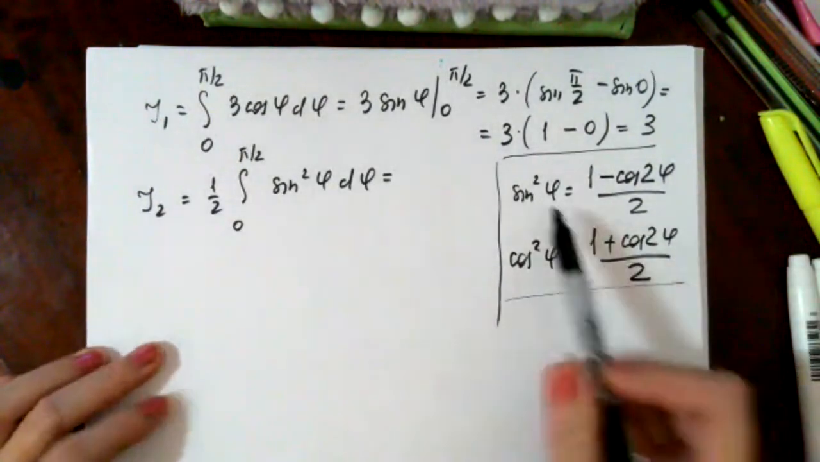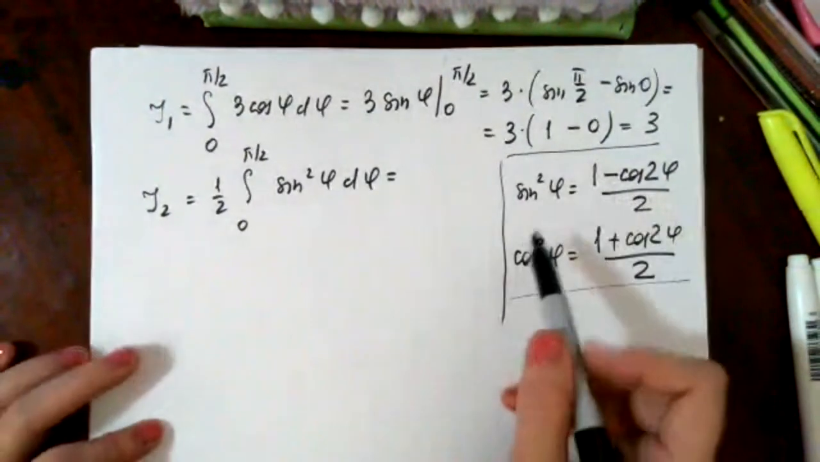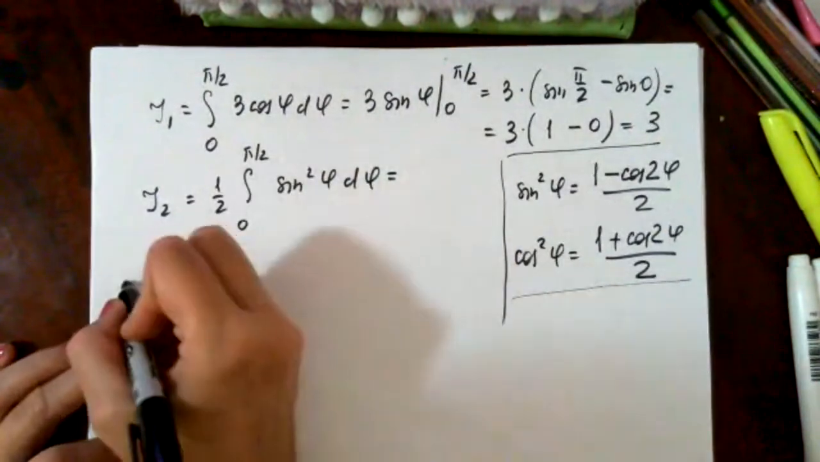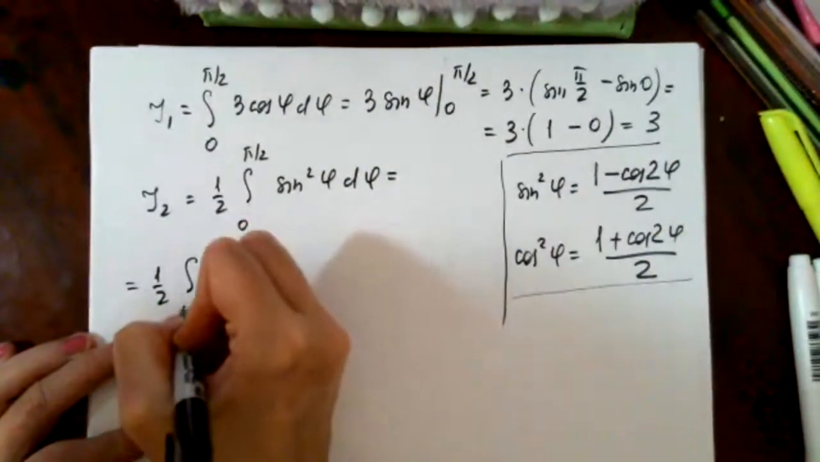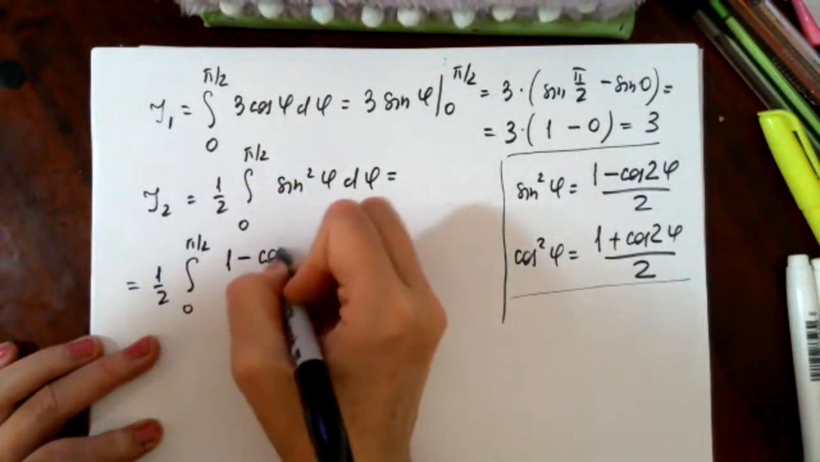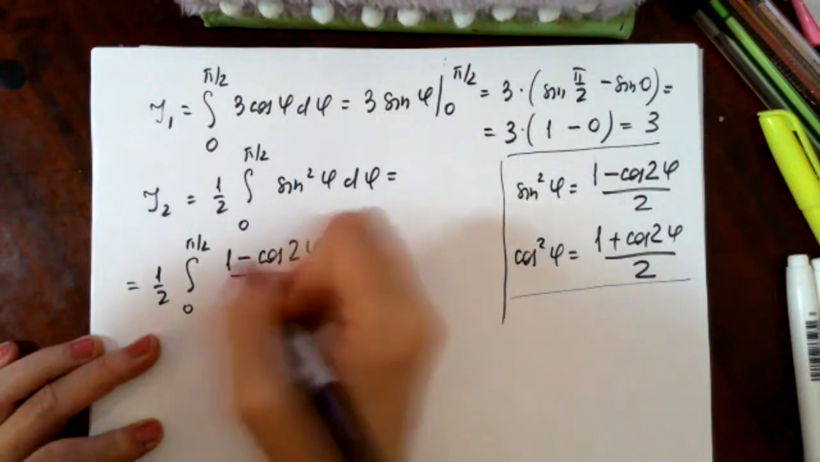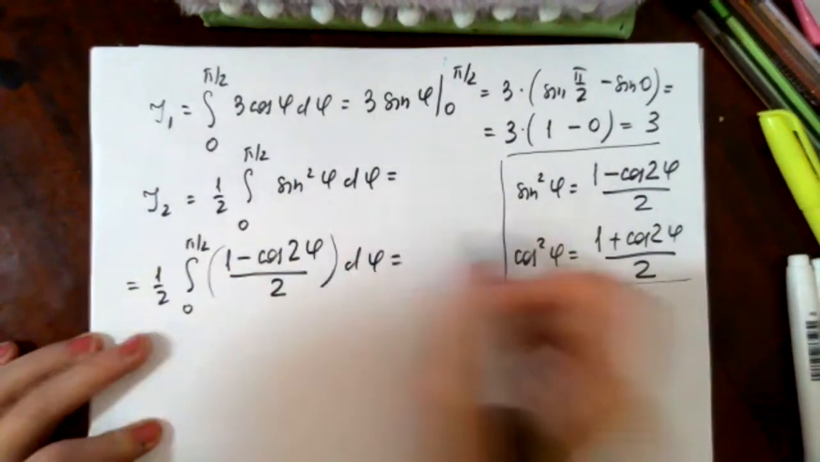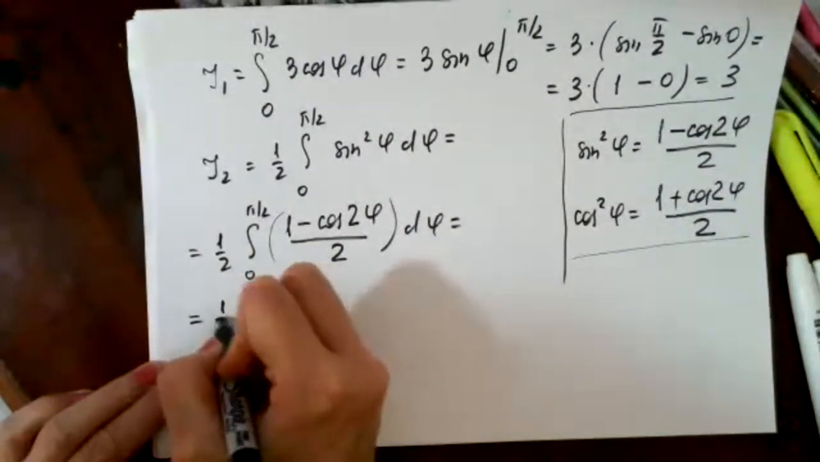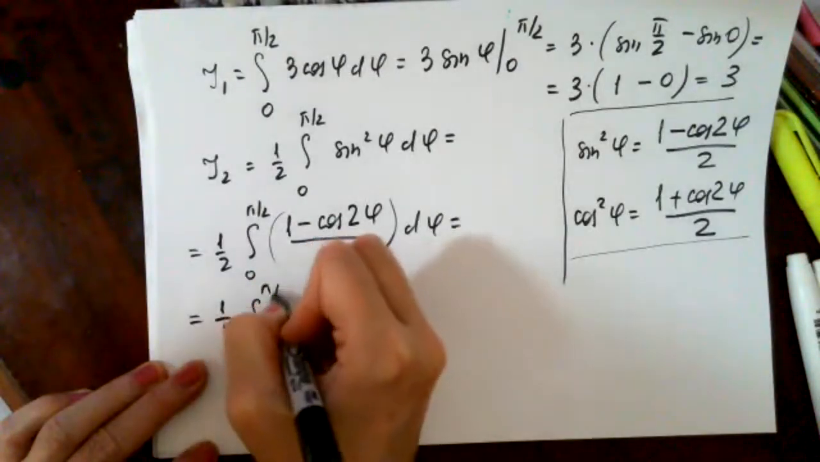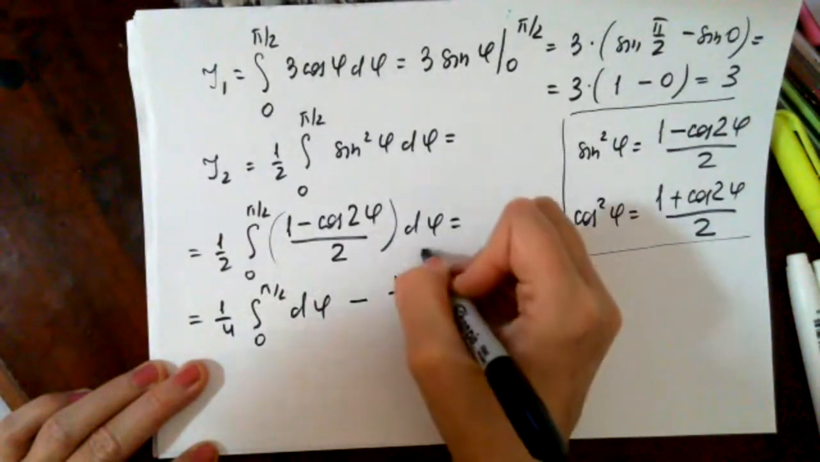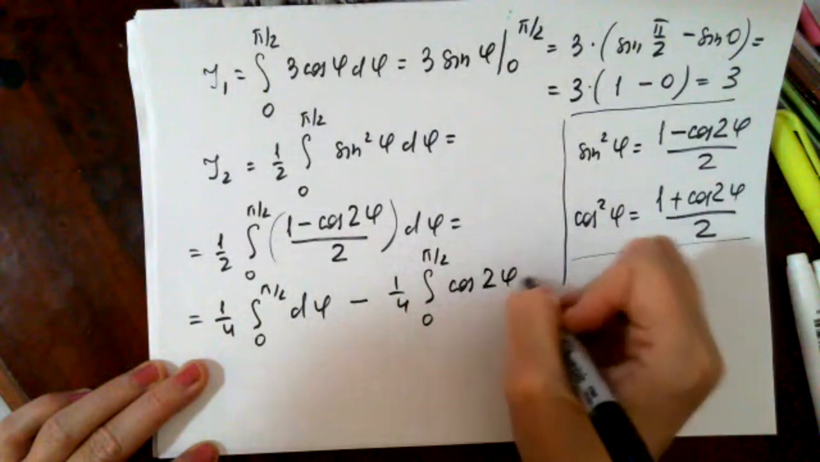And the idea is to use one of the formulas, the first one to be exact, to make this expression more integrable. So what can we do? Let's apply this formula to this sine squared. So 1 minus cosine of 2 phi divided by 2. I'll put parentheses. And again, this is a good idea to split this integral into the sum of two integrals. It will be 1 over 4, integral from 0 to pi over 2 of d phi, and minus 1 over 4, integral from 0 to pi over 2 of cosine of 2 phi d phi.